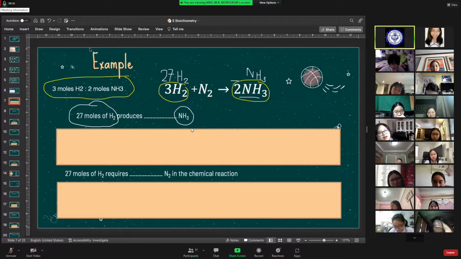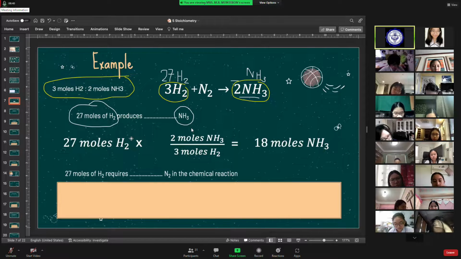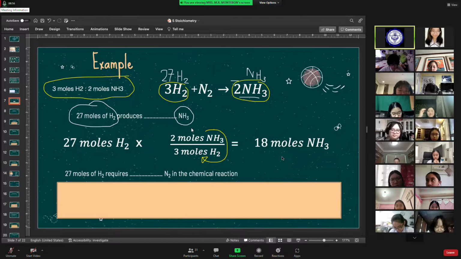So what am I talking about? Let's see here. If you have 27 moles of hydrogen, you multiply it by the number of moles of ammonia, which is 2, based from your ratio, and then divide it by 3 moles of hydrogen, you will be able to determine the number of moles of the product that will be produced. Can you follow? So I will repeat. Girls, I'll give you time to copy in a while.